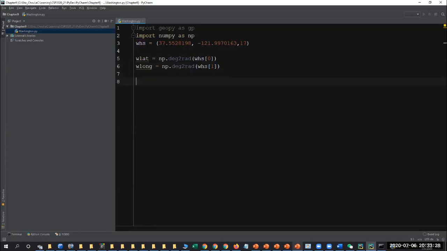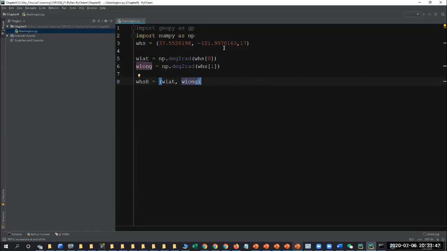So here you can also say WHS radian equals this comma this. Is that okay? Any question so far?